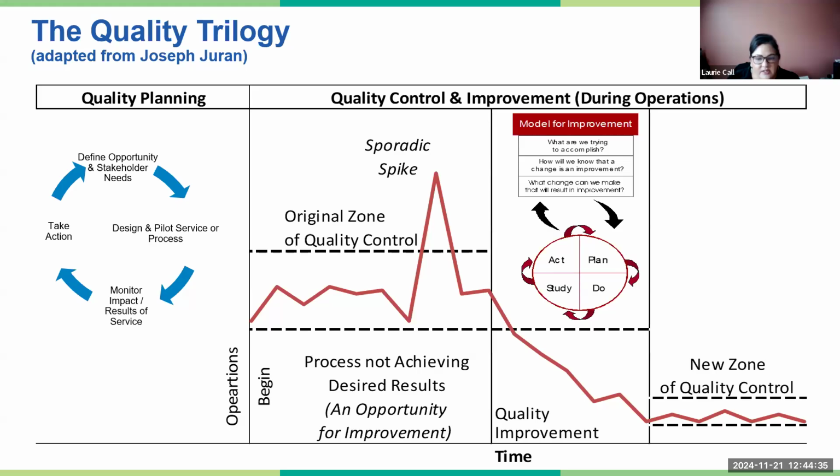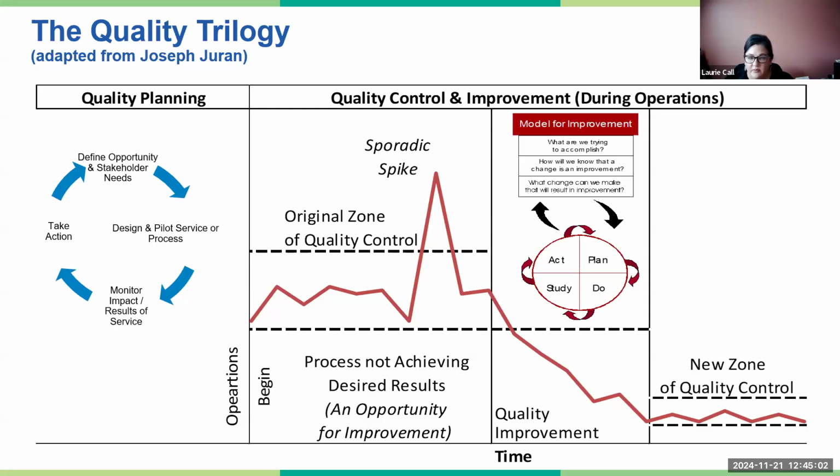Okay, so we're going to start off to begin with by talking about quality planning, but we're going to do that in the context of the quality trilogy. And this is also known as the Juran trilogy, from Joseph Juran, who developed this. And it really consists of three primary managerial processes to manage quality within any organization.